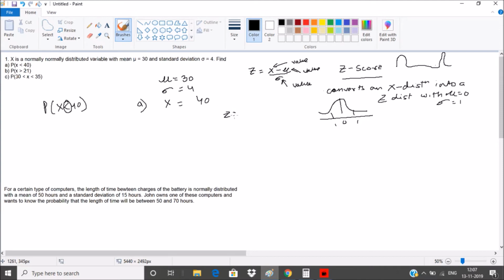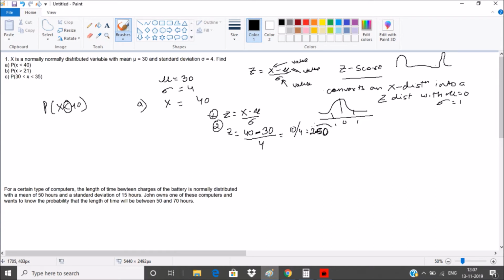So z is equal to x minus mu upon sigma is the first step. And the second step is x is equal to 40, since we're talking about a probability of less than 40. 40 minus mu, which is 30, upon 4, which brings us to 10 upon 4, which is 2.5. Now we'll represent this as 2.50 because we want values up to the second decimal point, right?